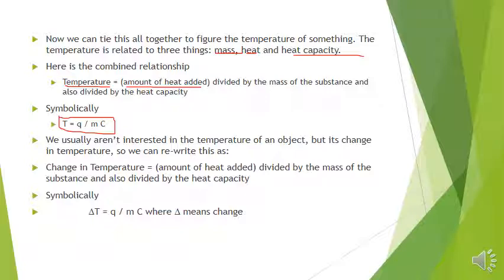Often we don't really care about the temperature. We're interested in how the temperature changes, and so we write the equation like this: delta T equals Q divided by MC, and delta means change. So the change in temperature is equal to the amount of heat added divided by the mass and the heat capacity.